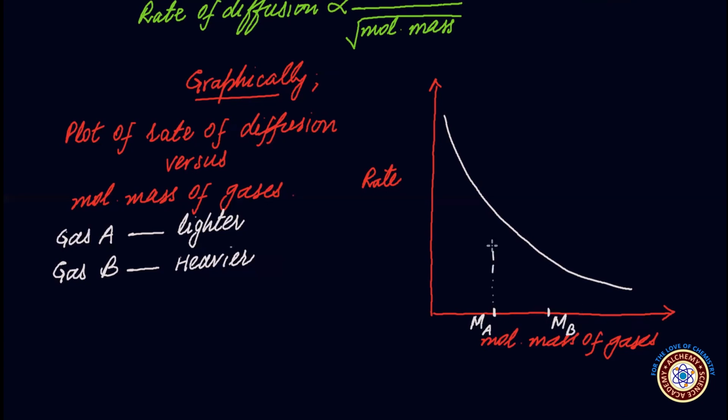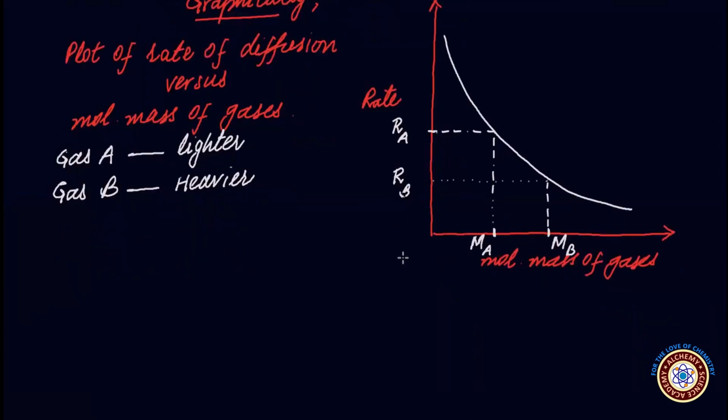We can see that being lighter, gas A has higher rate, so this is a rate of diffusion of gas A denoted by RA, whereas the rate of diffusion of gas B would be lower. It is obvious from this graph. So graphically, it is also explained that heavier gases diffuse at lower rate, whereas lighter gas particles diffuse at higher rates.